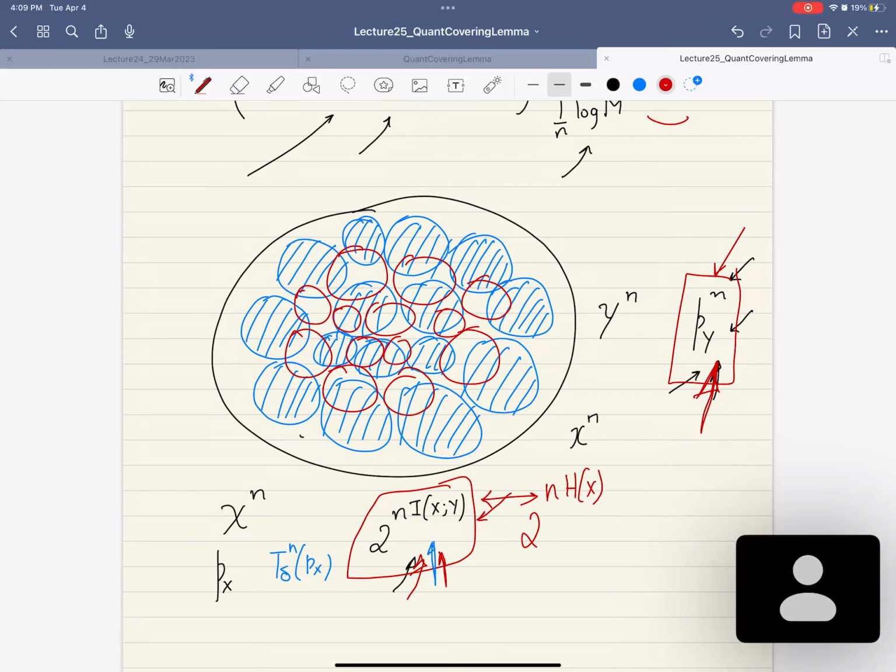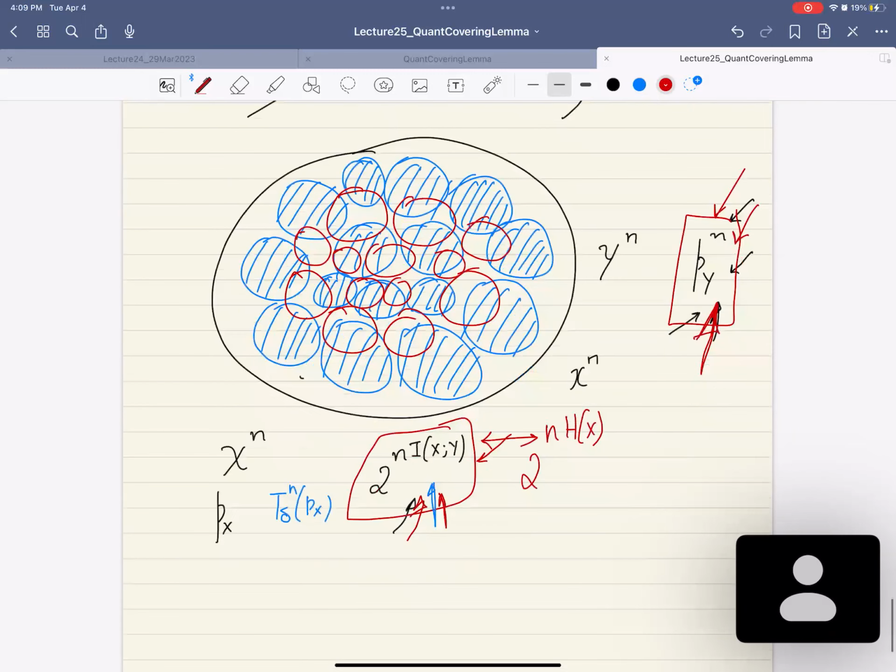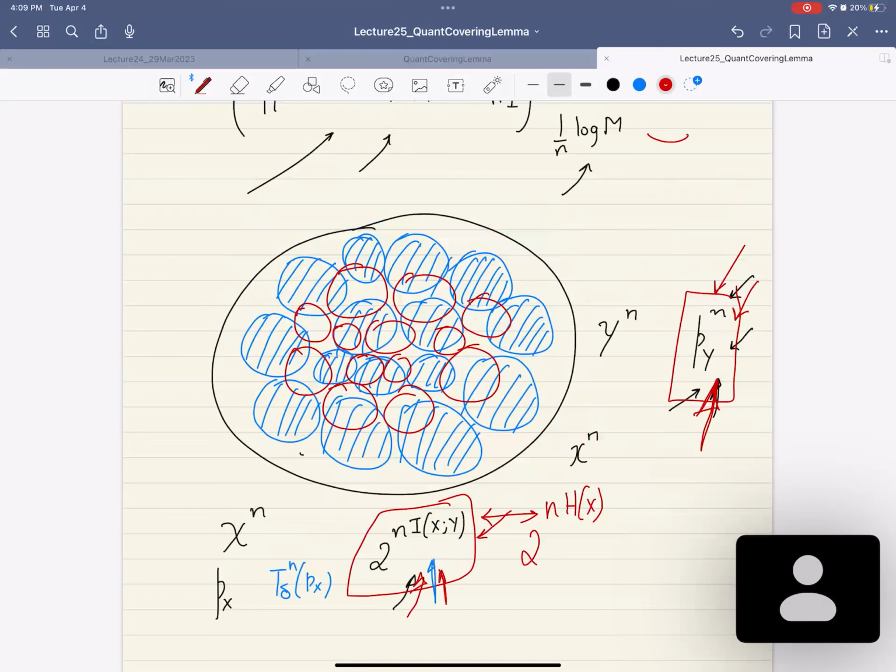And the question we are asking is, should I go all the way until h of x to simulate PYN, or is there a lesser number of conditional typical sets that I can uniformly choose to end up simulating PYN itself? That's the question. Yeah, got it. Is it more clear to both of you, Srinidhi and Niranjan? Yes, sir.